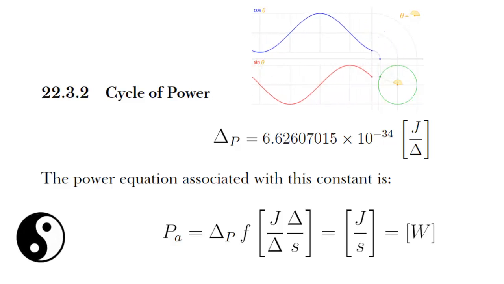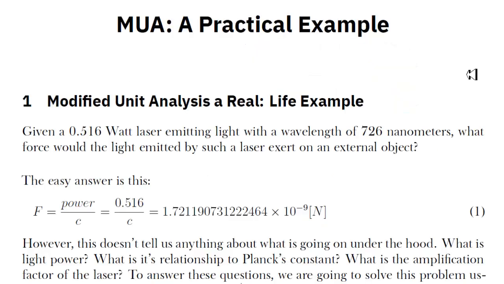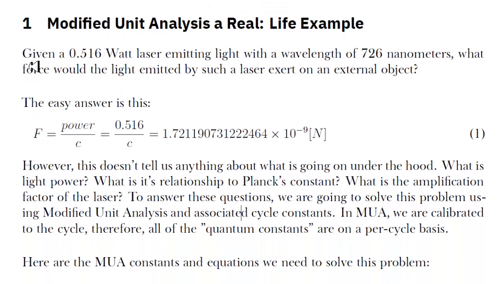We've got the power equation, we've got a force equation, and now we're going to solve a real life problem. Here is a little document that I wrote up, and I'll share this document in the description section when I'm done, so you can review it and make sure I didn't make any mistakes. Modified unit analysis, a practical example. Given a 0.516 watt laser emitting light with a wavelength of 726 nanometers, what force would the light emitted by such a laser exert on an external object?